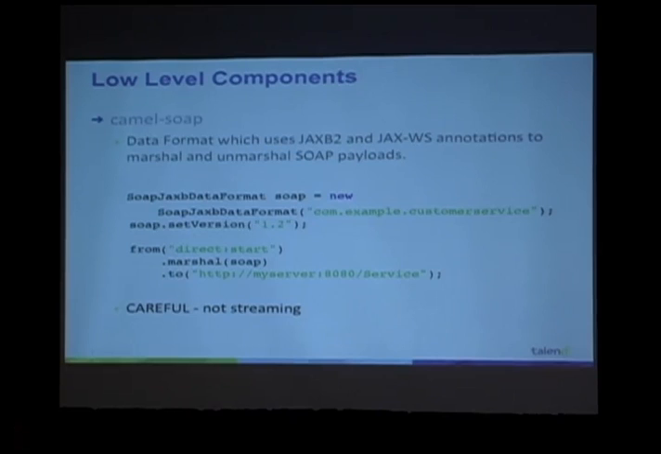Now, the one thing to be careful about with this, I discovered this while I was testing and preparing for this slide, was that the marshal and unmarshal methods inside Camel use a byte array output stream, not a cached output stream. So if the size of your JAXB objects is huge, it will consume memory.